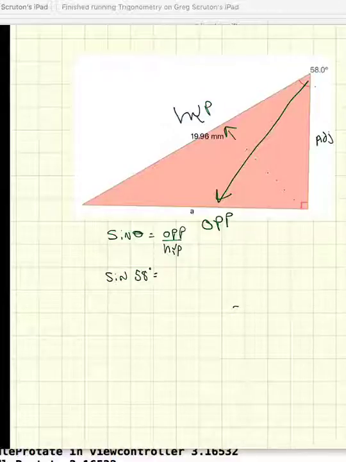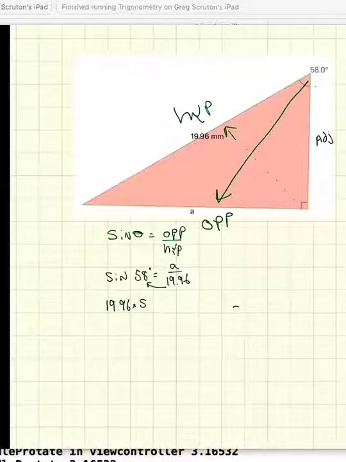Okay, so opposite over hypotenuse is sine. So the sine of 58 degrees is the opposite, which is our A side, over our hypotenuse, which is 19.96 millimeters. Now I'm trying to solve for A, so I'm just going to cross multiply the 19.96 out of there. So I'm going to get 19.96 times the sine of 58 degrees is equal to A. All right, so that's all there is to it.